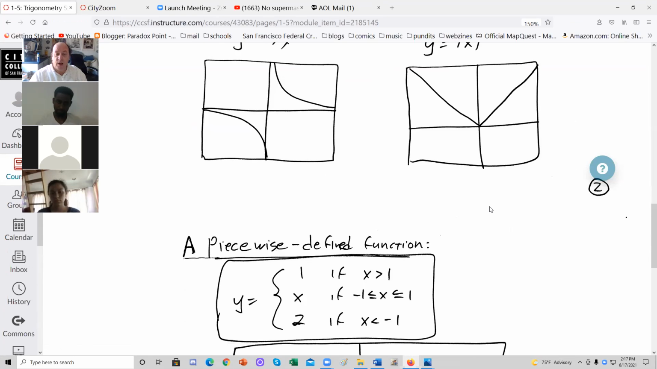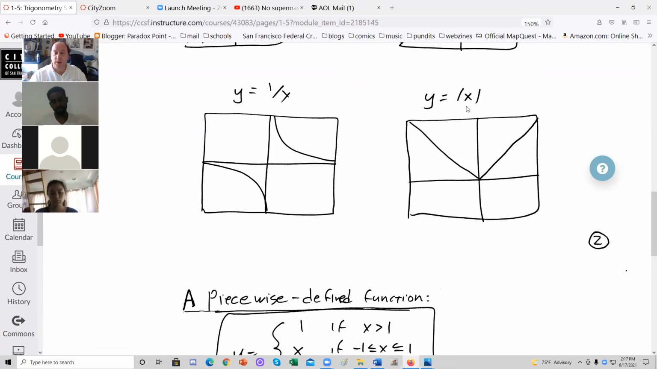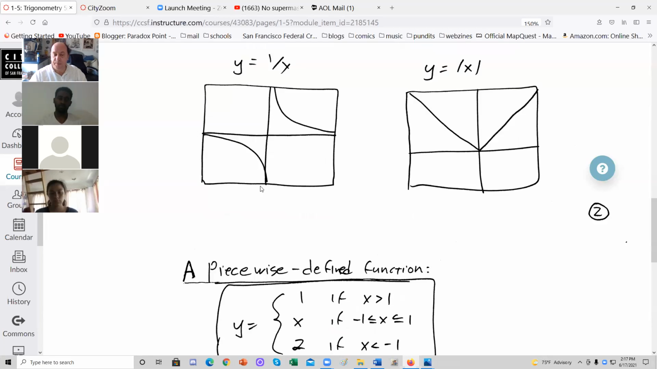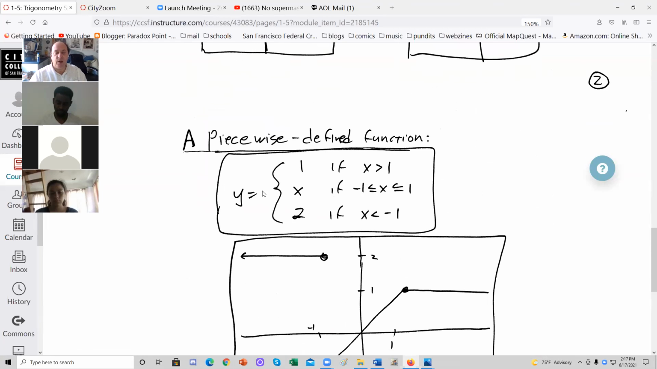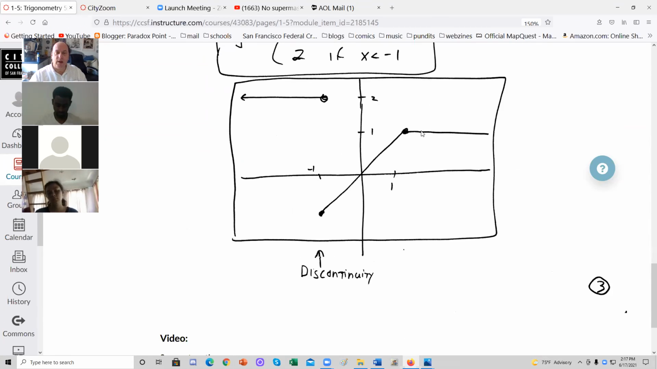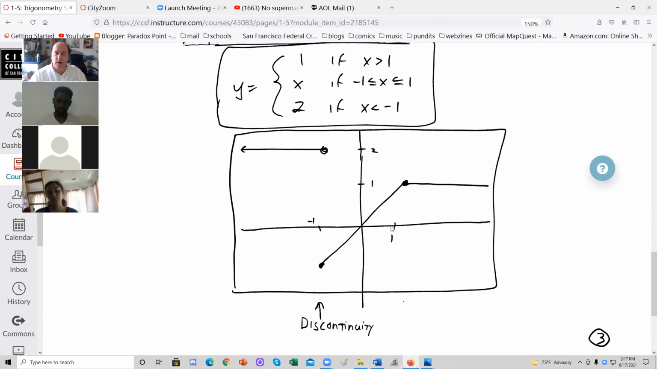All right, there are also what are called piecewise defined functions. This is a piecewise defined function. Absolute value of x equals x for positive x, negative x for x less than or equal to 0. Like that. Here we have, say, a function defined as 1 for x bigger than 1, x for x between -1 and 1, and 2 for x less than -1. So for values bigger than 1, and this is a little bit off, it's constant. Between -1 and 1, it's this diagonal line, and for less than -1, it's this high horizontal line.